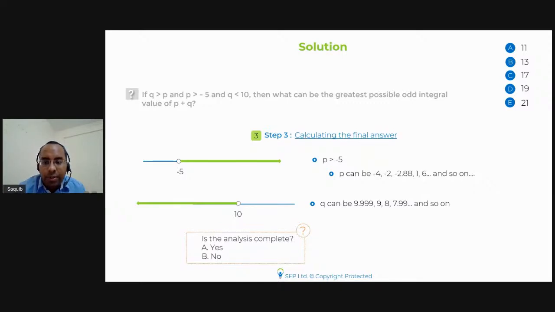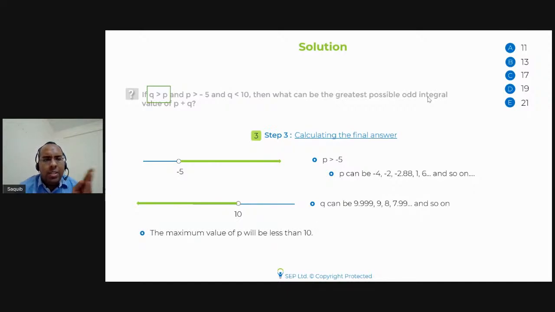Okay, there's one piece of information, Abhishek, that we haven't used yet: that Q is greater than P. We can write it as Q is greater than P, or we can say P is less than Q. Now, think about it. P is less than Q, and Q is less than 10. So we can obviously say that P will also be less than 10, right? It has to be because it's less than Q. Q automatically is less than 10. So in one way, we can say that P plus Q would be less than 20.